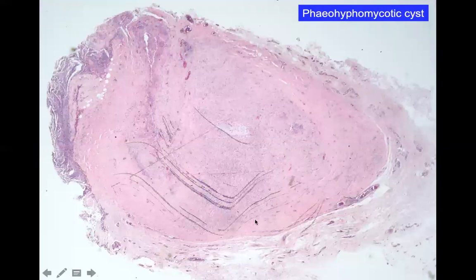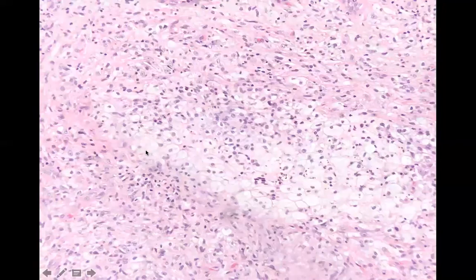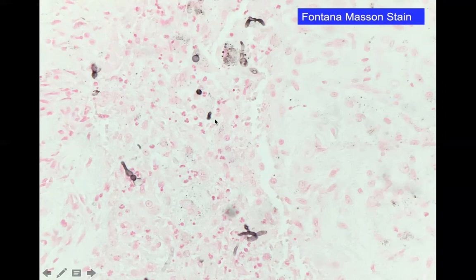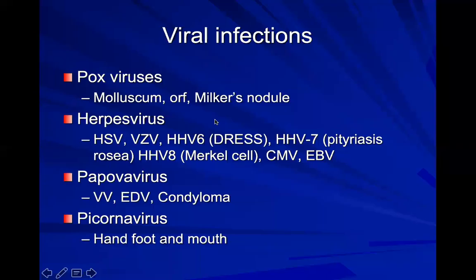This is called a pheohyphomycotic cyst. It's that cystic chronic abscess I was talking about, deep in the tissue. This particular one's probably been around a while. It's a little fibrotic, but what you have is suppurative and granulomatous inflammation. And in the center of it, where your neutrophils are, you're going to start looking for little pigmented organisms, which here on a Fontana-Masson stain, you can see very nicely. Okay? Yeast forms that are pigmented. Okay, and that's it for fungus.